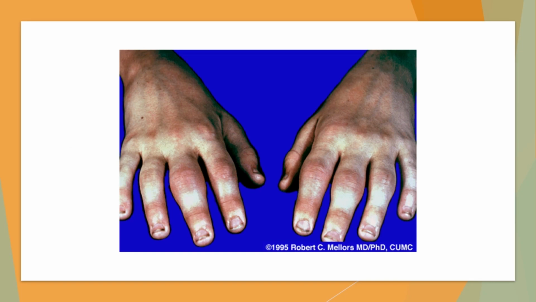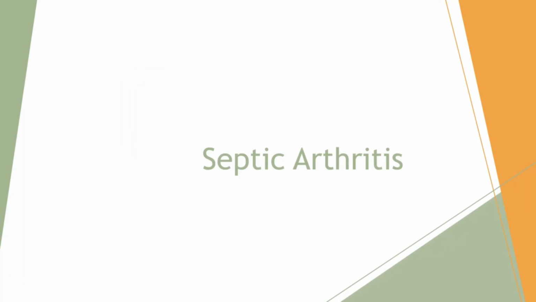This is just an image of affected hand joints. So with septic arthritis, which is also called suppurative or pyogenic or purulent arthritis, this is a bacterial infection in the joint. This may result from an extension of a soft tissue infection. It may involve any joint, but is most commonly seen in hips, knees, and shoulders.